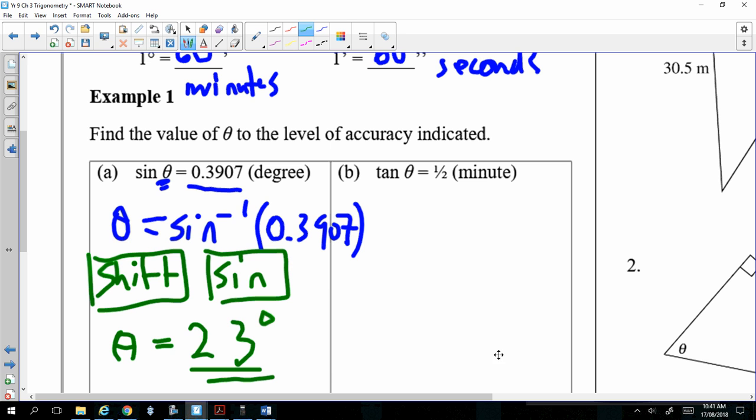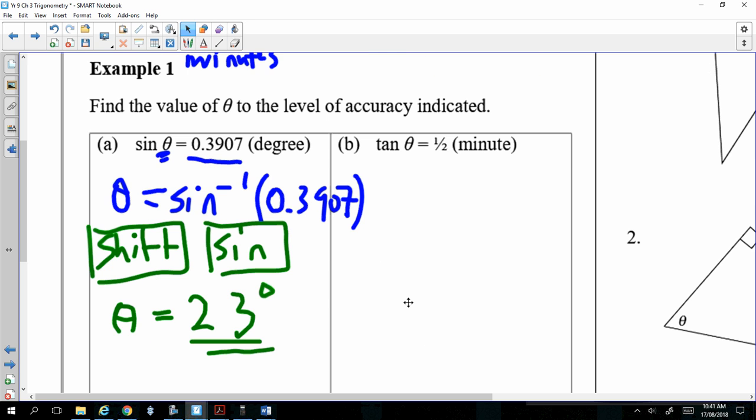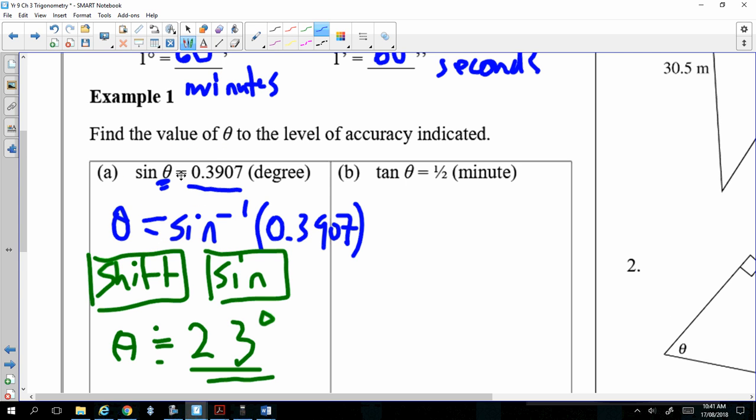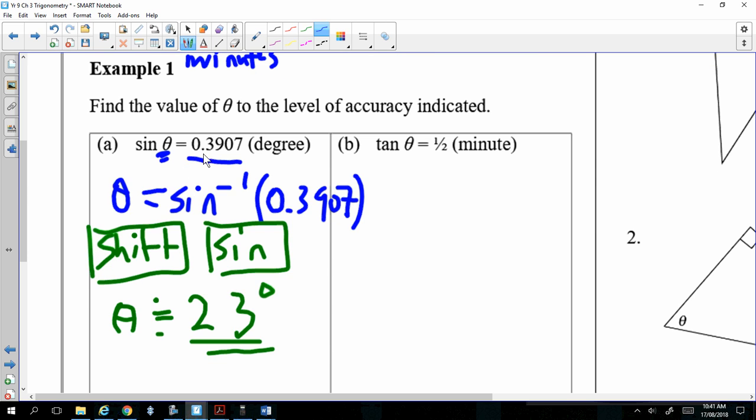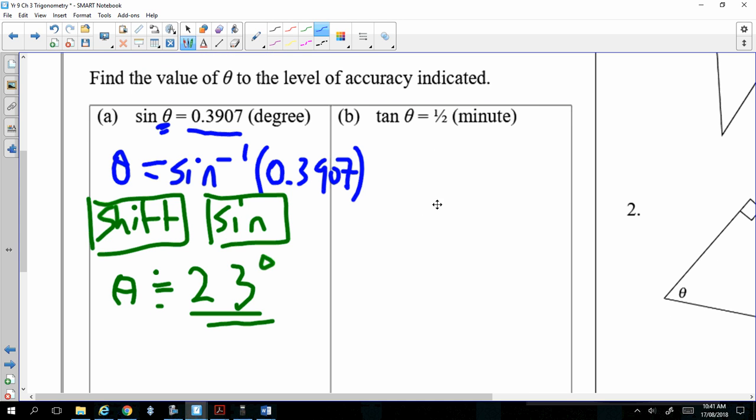Shouldn't it be the equal symbol with the plus on it? Yes, you're 100% right, on the question, on this line. Because it's not exactly 0.3907. You're finding the angle that makes that ratio. Get it? Okay, good. Let's do the next one.